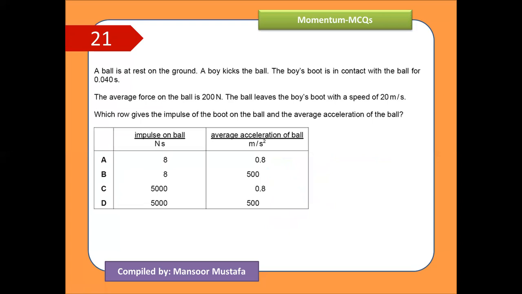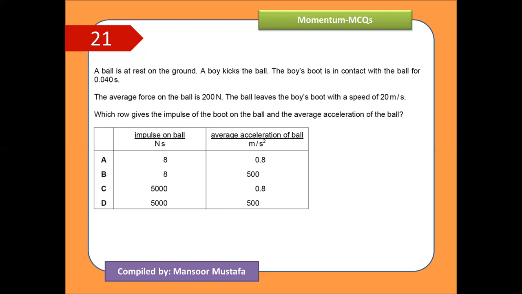Now we have the last question. A ball is at rest on the ground. A boy kicks the ball. The boy's boot is in contact with the ball for 0.04 seconds. The average force on the ball is 200 Newton. The ball leaves the boy's boot with a speed of 20 meters per second. Which row gives the impulse of the boot on the ball and the average acceleration of the ball?